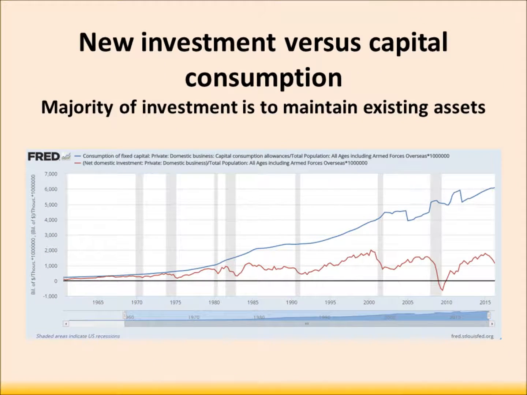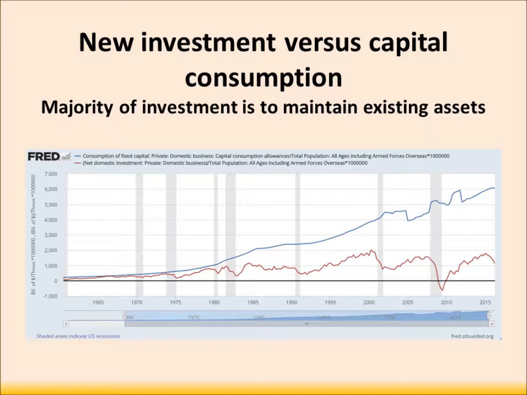So when you hear about investment, it actually comprises two components. One is called capital consumption allowance, and the other is new investment. Capital consumption is like depreciation. It represents the amount needed to maintain as opposed to grow the assets. And then new investment is exactly what it is. It just represents new productive assets.